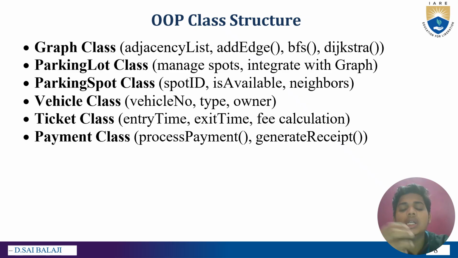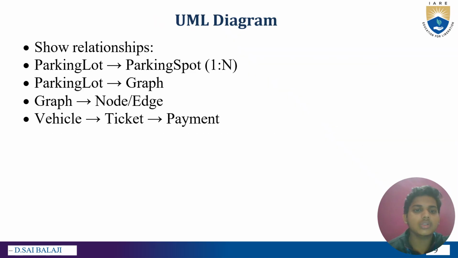ParkingLot and ParkingSpot handle the spot ID and show wherever parking is available when a new vehicle enters, and also show the neighbors. There is a Vehicle class with vehicle number and type, and a Ticket class with entry time, exit time, and fee calculation based on how much time was spent. There is also a Payment class to process payment, generate receipts, and so on. We can introduce much more into this, but for a simple model project I have stopped with it.